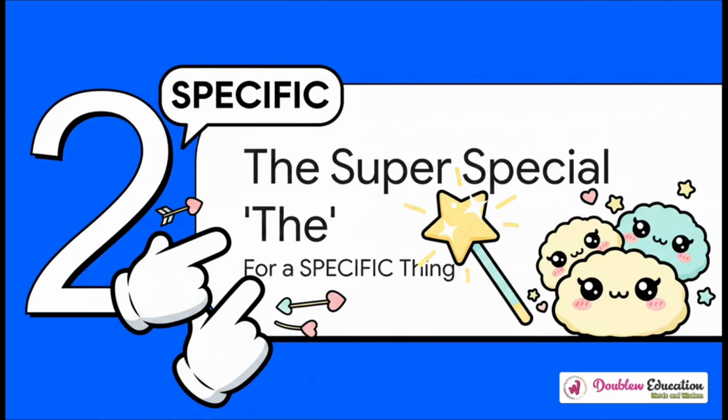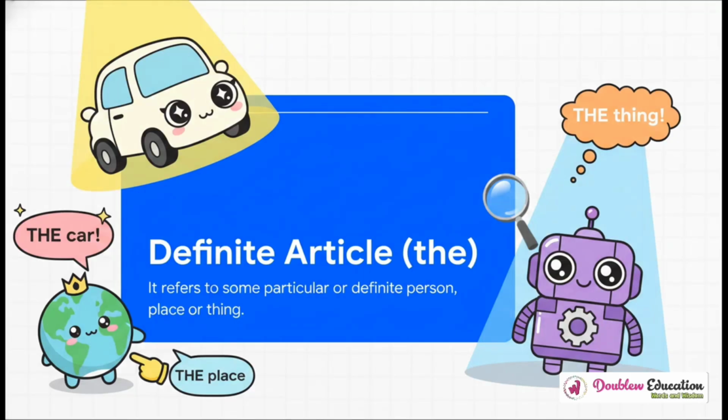If a and an are for just any old thing, the is for pointing to one very specific thing. You know, the is kind of like a big, bright spotlight. When you use it, you're pointing that spotlight at something specific and saying, hey, look, it's that one, the one we both know about. It makes everything super clear.